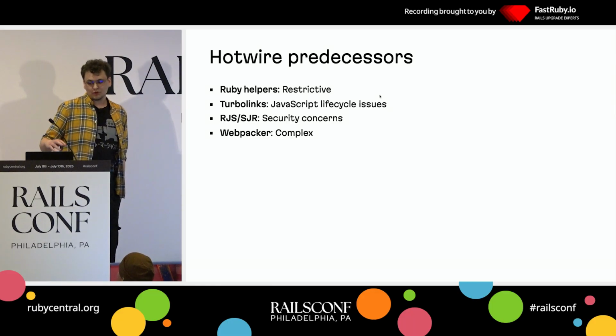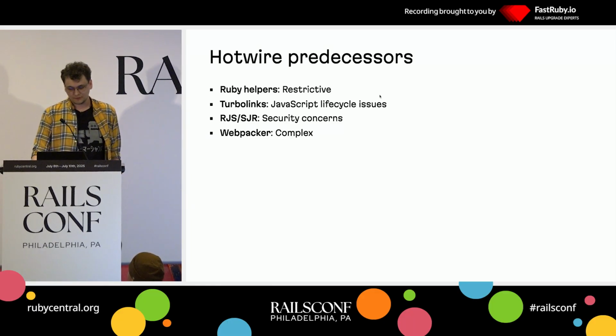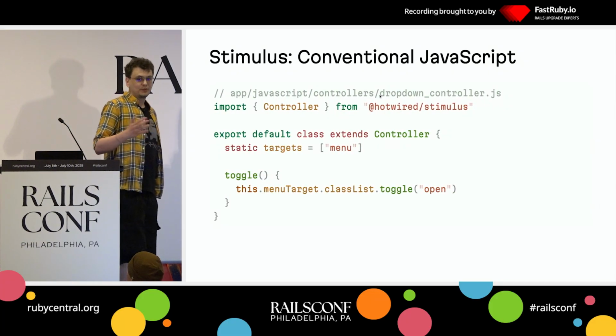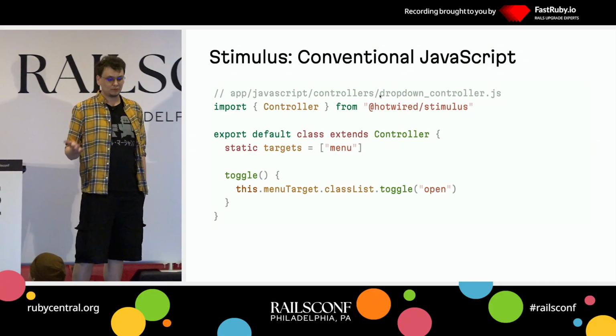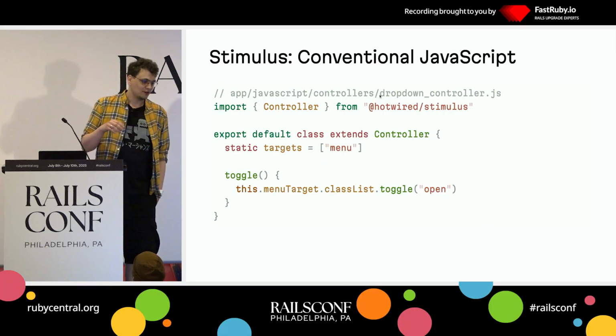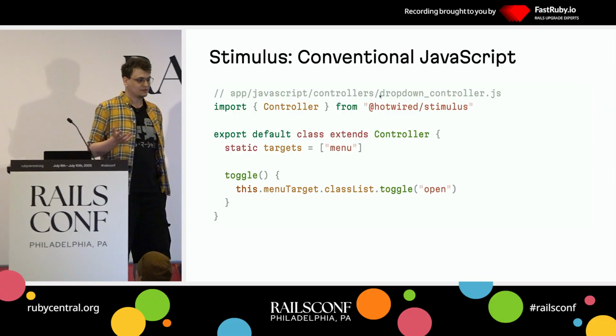Hotwire also fixed most of the issues of previous versions of server-driven development. To fix restrictive Ruby helpers, Hotwire introduced Stimulus, a lightweight JavaScript framework that allows you to add sprinkles of interactivity when needed.